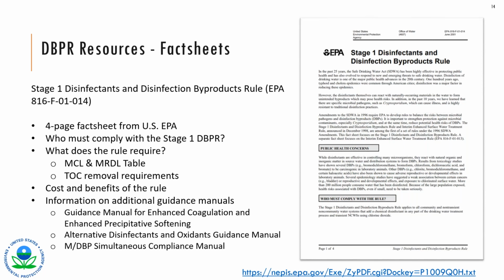The fact sheet also includes information on additional EPA documents which were developed to supplement the Stage 1 rule. These include the Guidance Manual for Enhanced Coagulation and Enhanced Precipitative Softening, which is required to control TOC in the source. The Alternative Disinfectants and Oxidants Guidance Manual, which talks about what alternate disinfectants you can use other than chlorine to reduce the formation of DBPs. The Microbial and Disinfection Byproduct Simultaneous Compliance Manual, which discusses how water systems can be affected when they implement changes to their system to comply with the Stage 1 DBPR, which can affect their compliance with other Safe Drinking Water Act regulations.